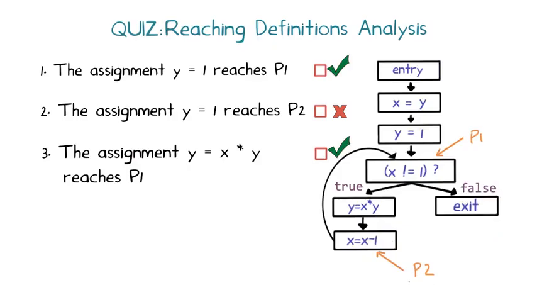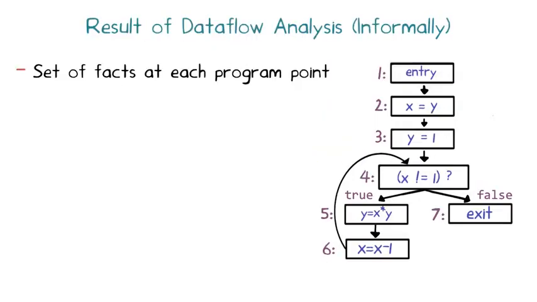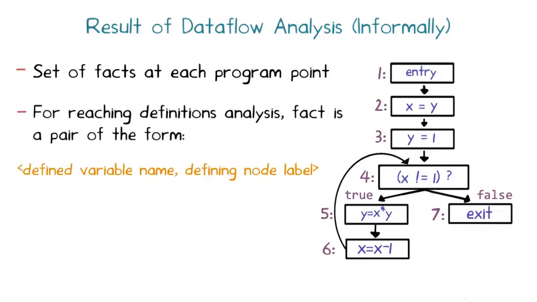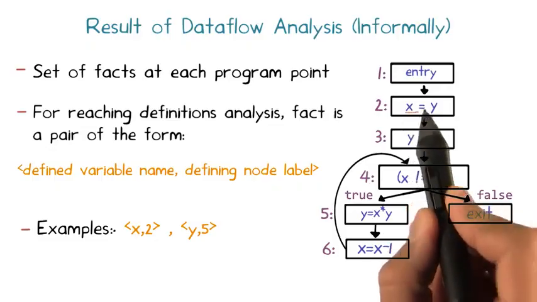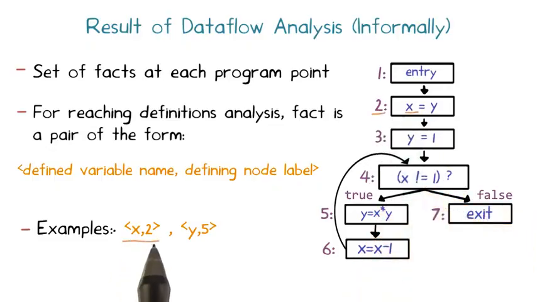Now let's take a look at how a data flow analysis represents the results it computes. Informally speaking, the result of a data flow analysis is simply a set of facts at each program point. For example, reaching definitions analysis computes the set of definitions that may reach each program point. We will denote each such definition as a pair comprising the name of the defined variable along with the label of the node that defines it. For example, the definition of variable x at the node labeled 2 is denoted as follows, and the definition of variable y at the node labeled 5 is denoted as follows.